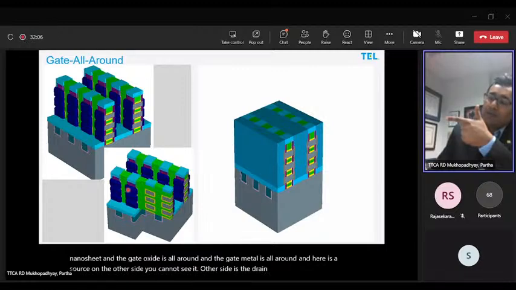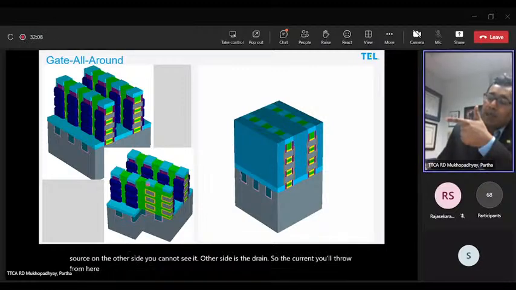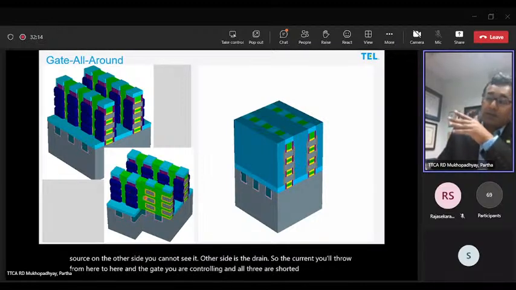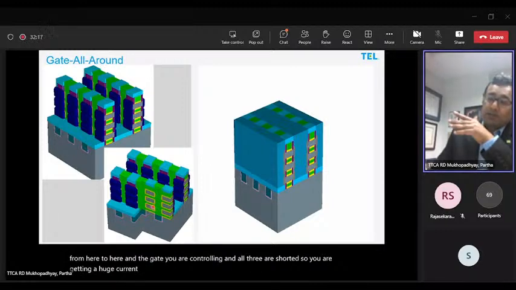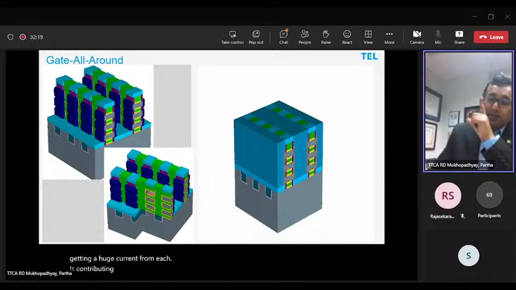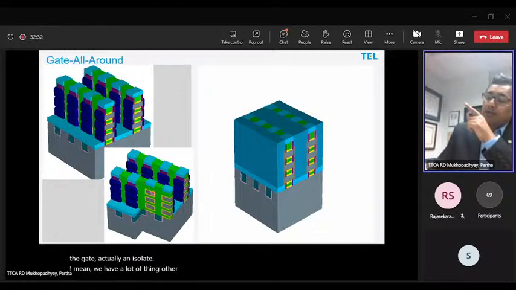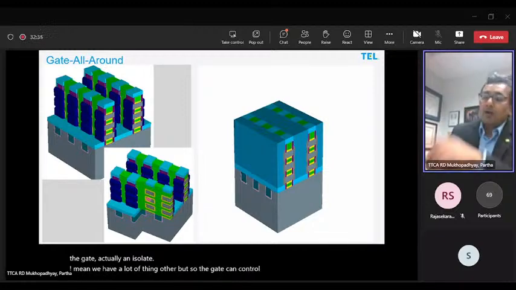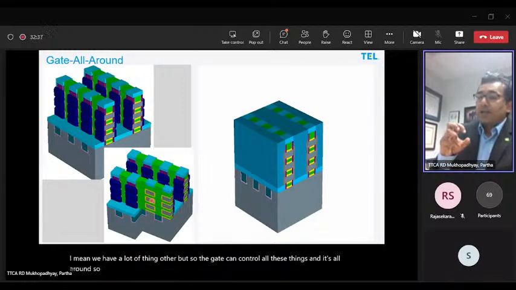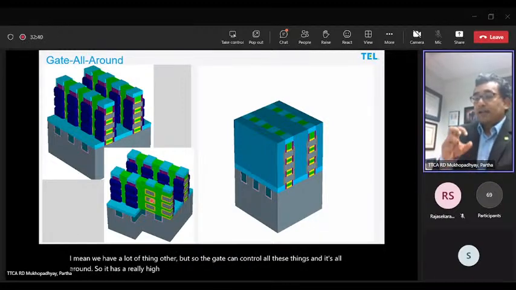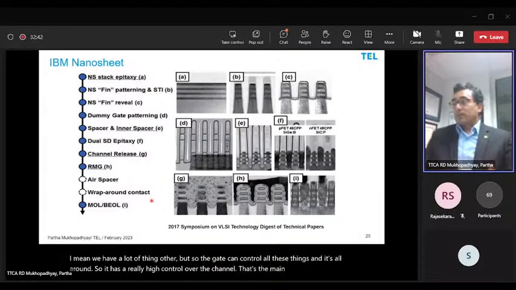So the current will flow from here to here, and the gate you are controlling, and all three are shorted. So you are getting a huge current, with each contributing. All three are a single device, one single device. You can also chop the gate to isolate them, but the gate can control all of these, and since it's all around, it has really high control over the channel. That's the main purpose of gate all around.